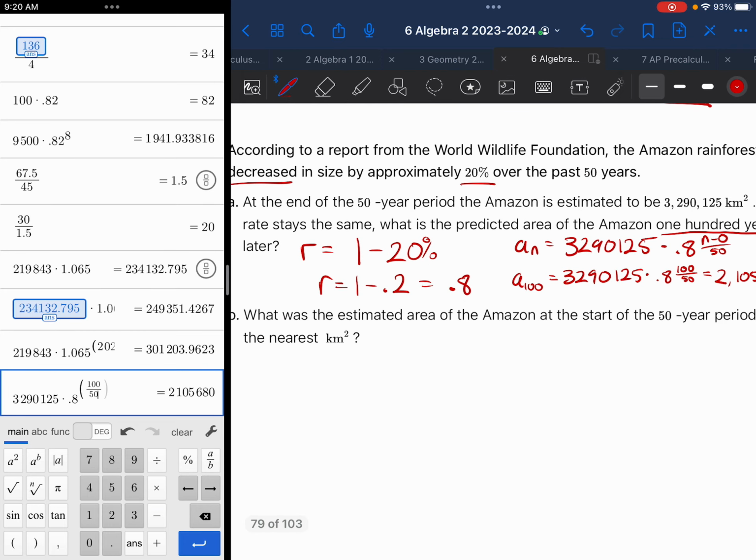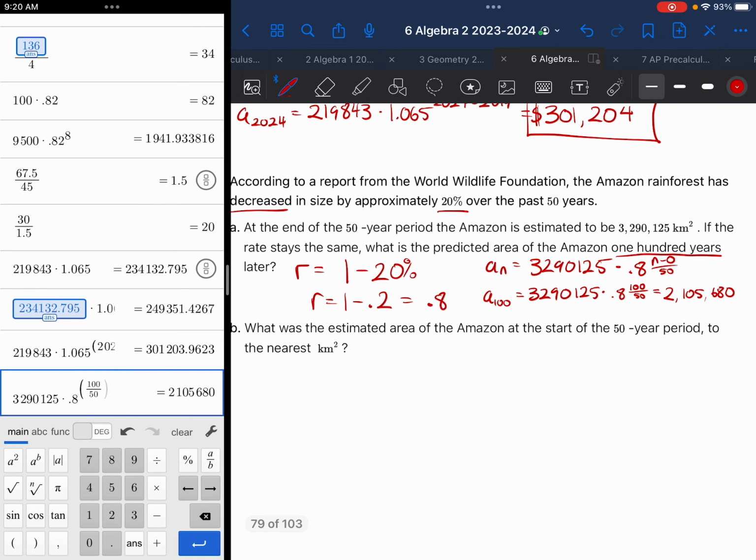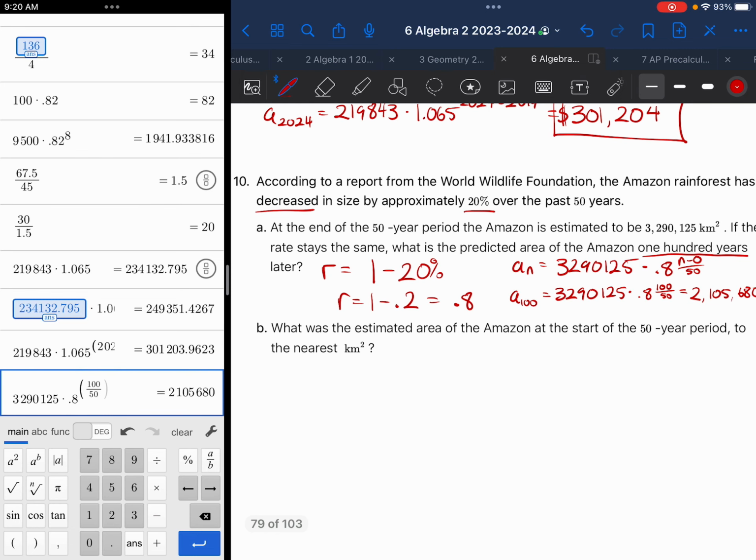All right. And what is the estimated area of the Amazon at the start of the 50-year period to the nearest kilometer squared? The estimated area of the Amazon at the start. Oh, okay. So it's asking us to go back in time. It's like saying, okay, after 50 years, there's the amount. It's like, wait, what was it before that 50 years, though? So I'm expecting a number bigger than 3 million. So we need to go backwards.